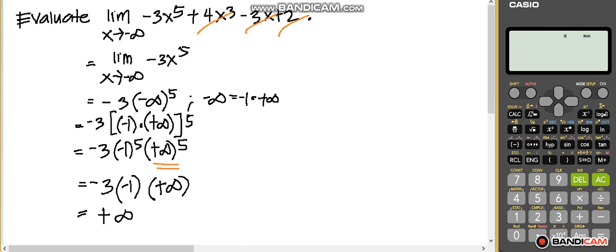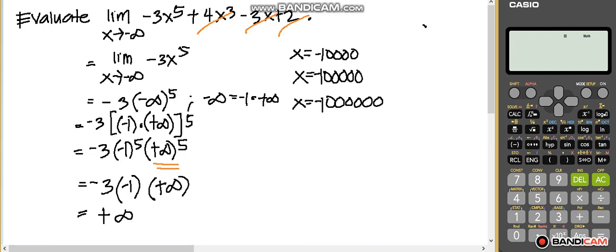Ngayon, just to be sure with your answer, then you may use calculator. Okay? So, let us assume values for x. Since you are approaching negative infinity, then we'll try negative values. So, that's negative 10,000, negative 100,000, negative 1 million. So, bahala kayo class kung anong gusto nyong kunin na values for x. Okay? So, pasok natin sa calculator.